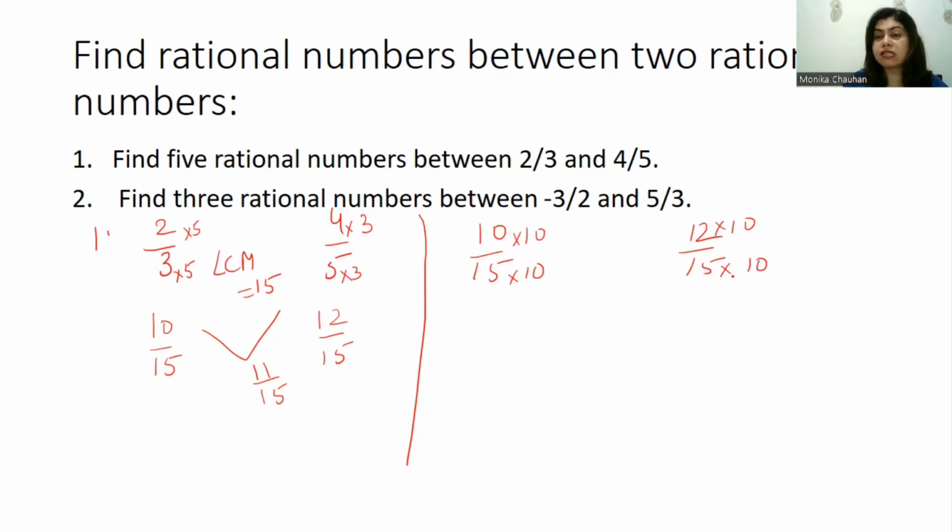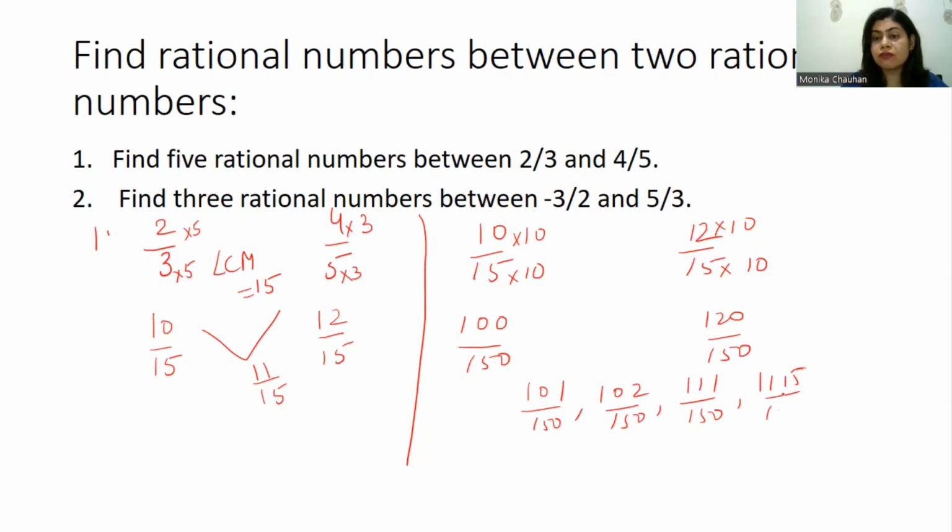And all the answers are correct, okay? Because it varies. You get 100 upon 150, and then you get 120 upon 150. Now, in between 100 and 120, you have as many as you want. So between 100 and 120, you have 101, you have 102, you can have 111, you can have 115, you can have 117. So it varies, and you can write as many as you want.